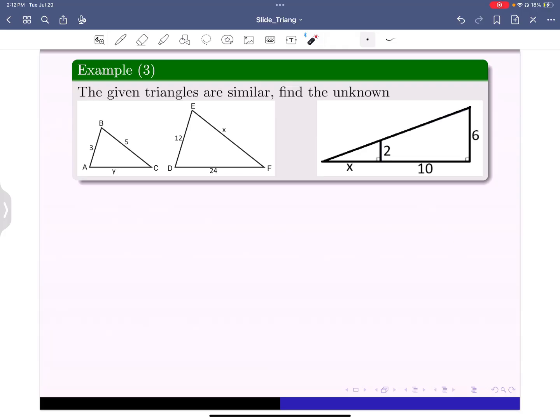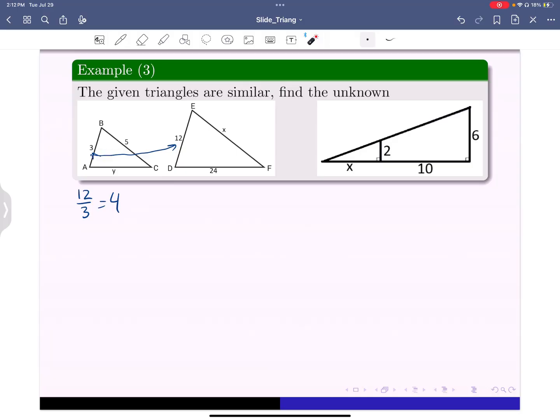So we need to recognize what the multiplication factor is. In that case, going from 3 to 12, what do we need to do? We need to multiply times 4, or we can go 12 divided by 3. The scale factor is 4. What I did, I took the bigger side divided by the corresponding smaller side.